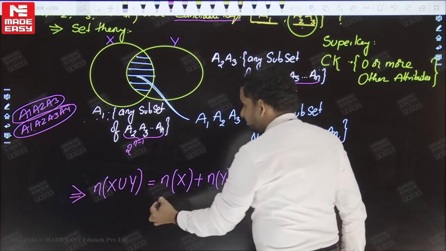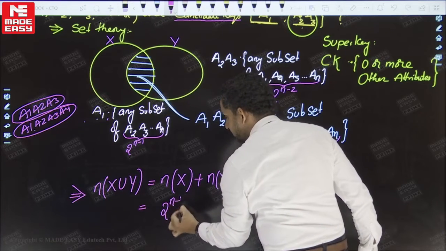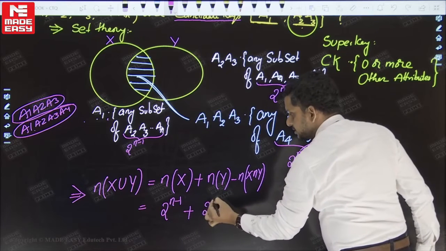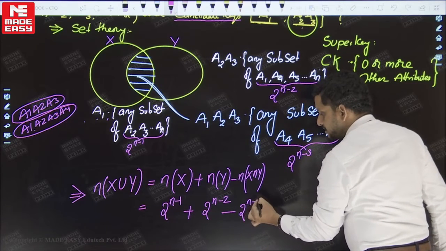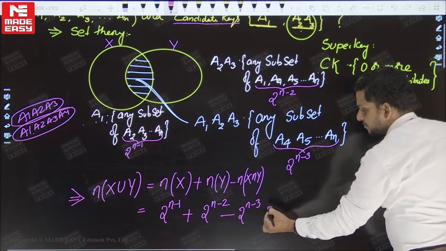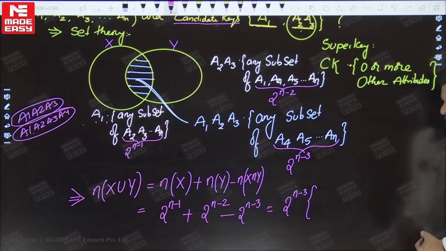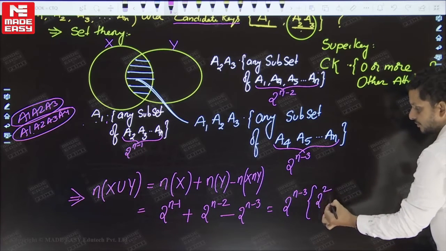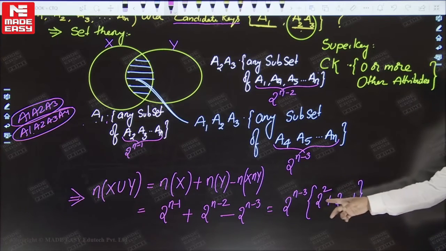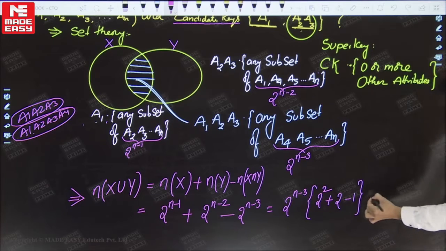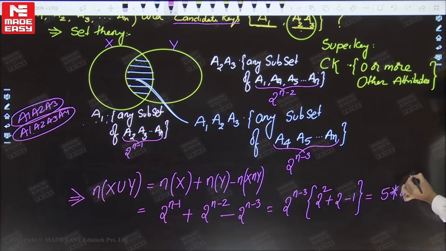Okay, so this is the total super keys. The number of super keys of the first set is 2 power n minus 1, the number of super keys of the second set is 2 power n minus 2, and the common super keys are 2 power n minus 3. Okay, we can simplify further. If I take 2 power n minus 3 common, 2 square plus 2 minus 1, so 4 plus 2 is 6, minus 1 is 5. So the total super keys of this relational schema is 5 times 2 power n minus 3.